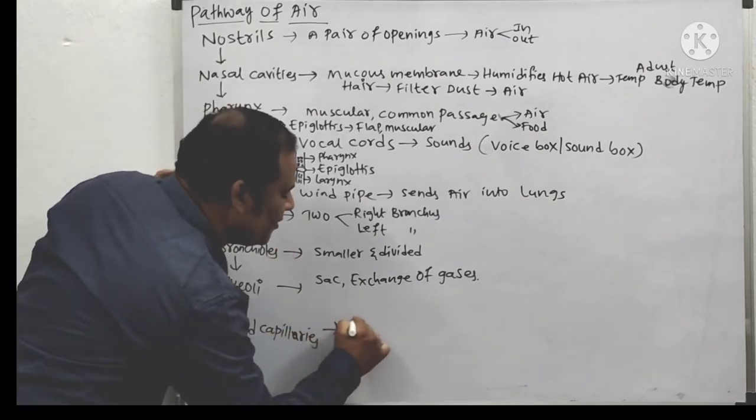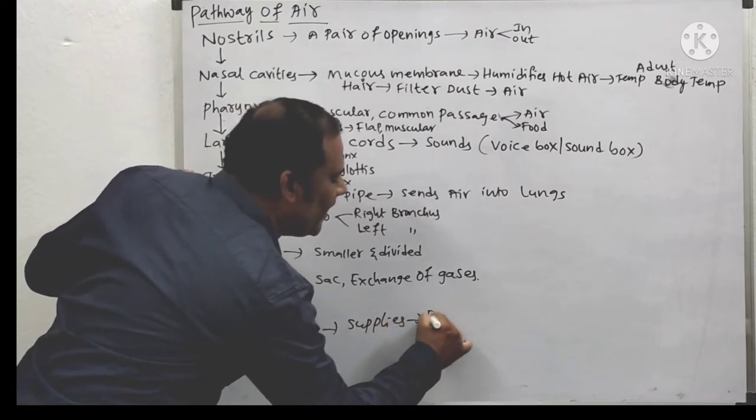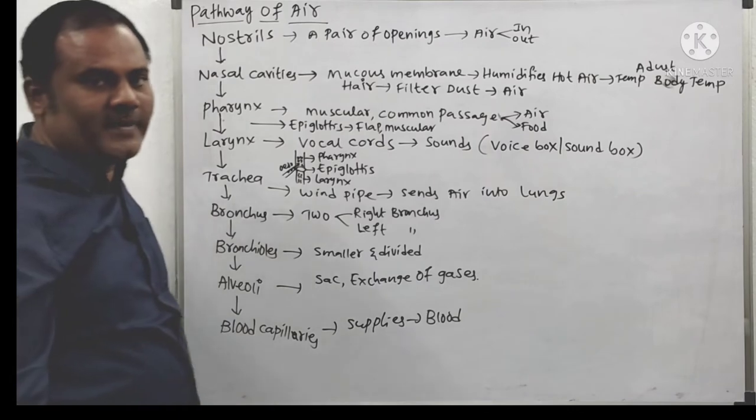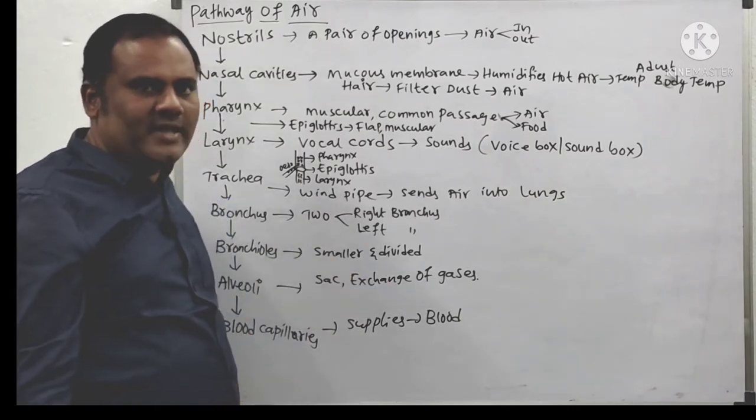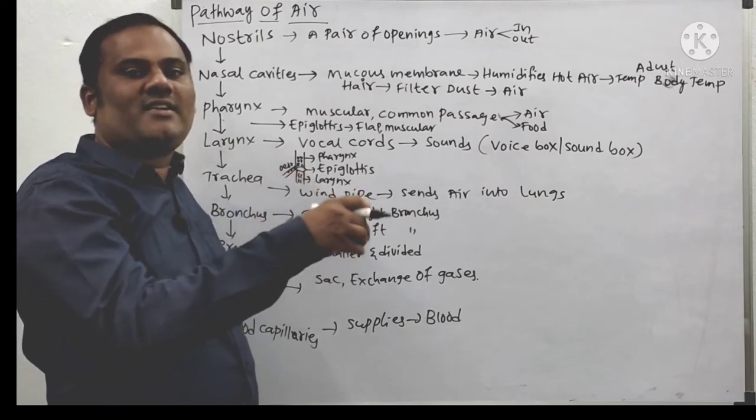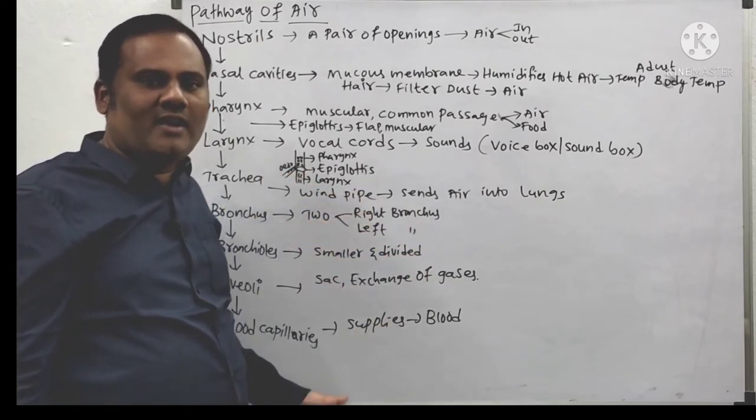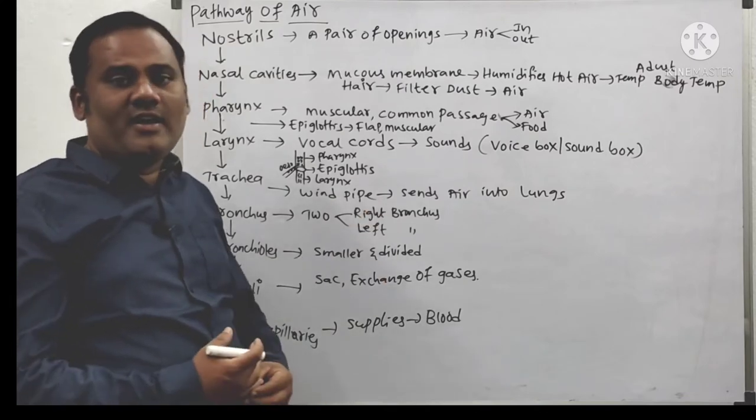Next, blood capillaries. What is the duty of blood capillaries? They are useful for the supply of blood. Deoxygenated blood enters into the lungs with the help of blood capillaries. After the deoxygenated blood is converted into oxygenated blood, it is pumped back into the heart with the help of these blood capillaries. So this is finally about the pathway of air.